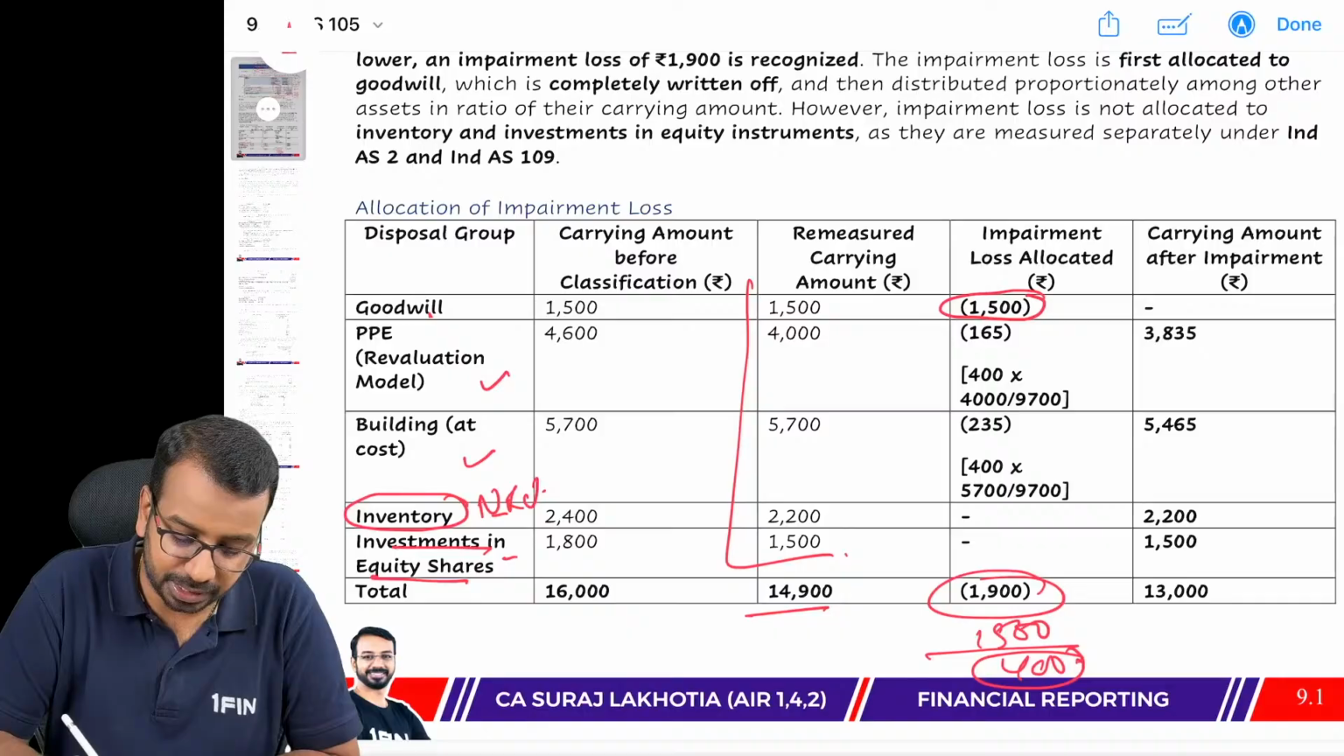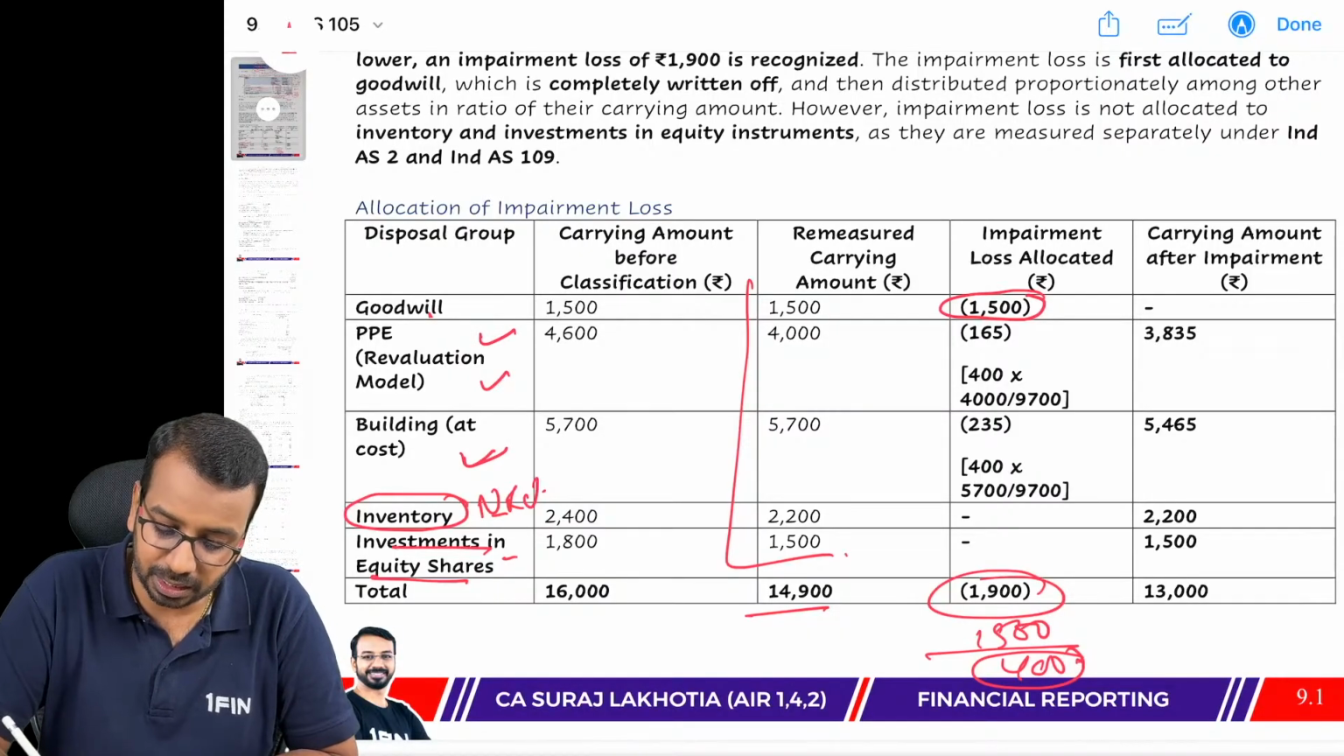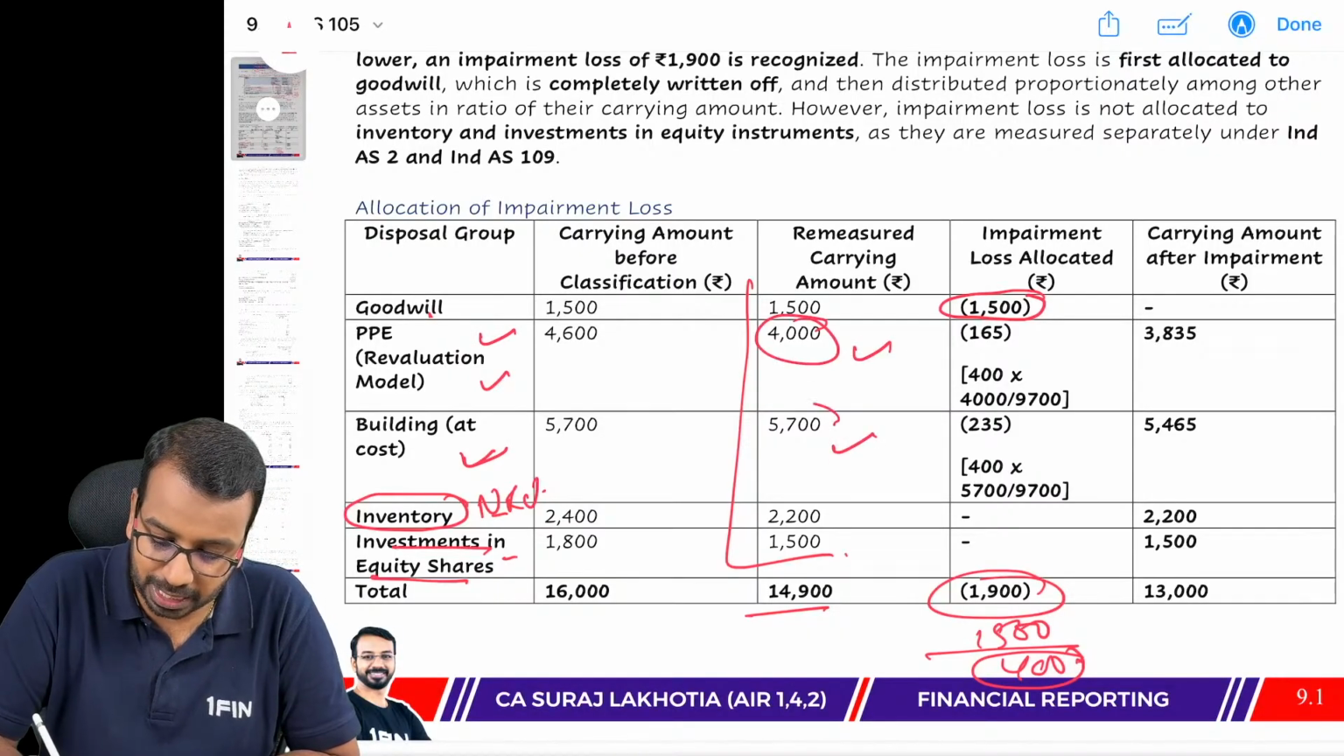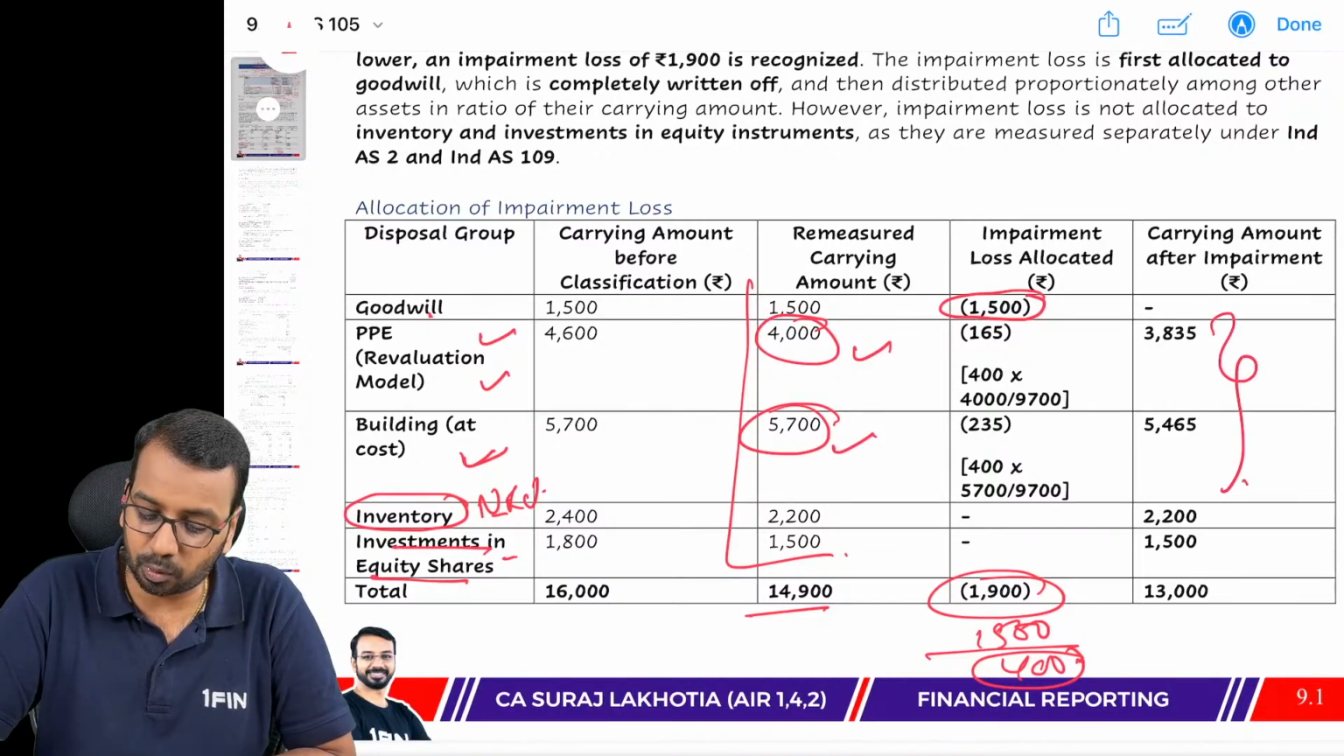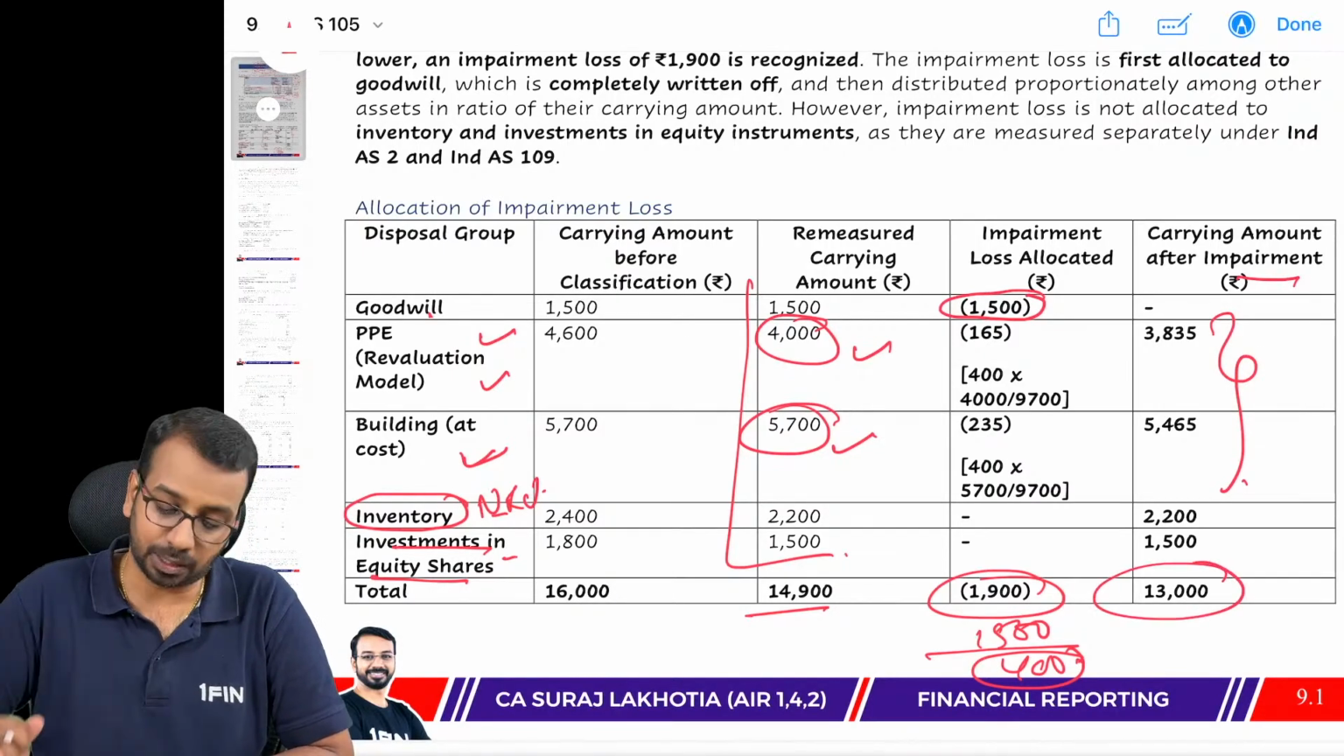The remaining loss will be adjusted against PPE and building in the ratio of their carrying amount, that is 4,000 and 5,700. So carrying amount after impairment loss is 13,000.